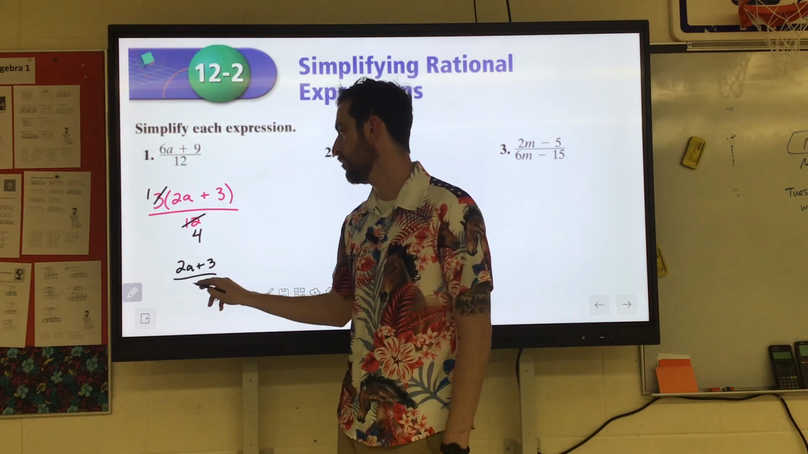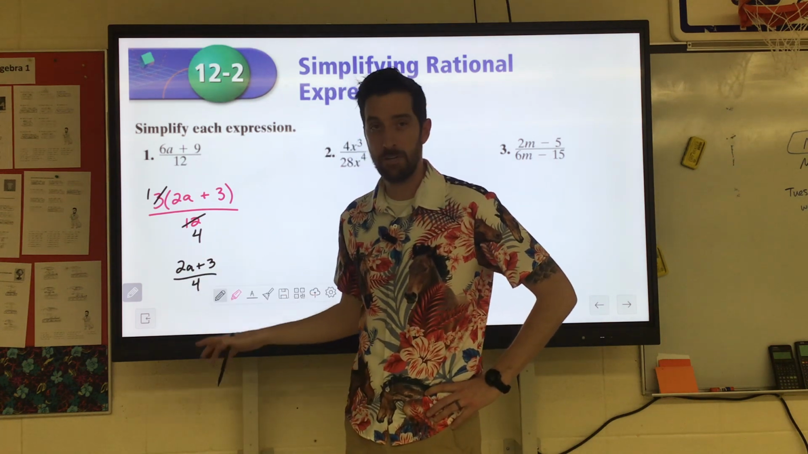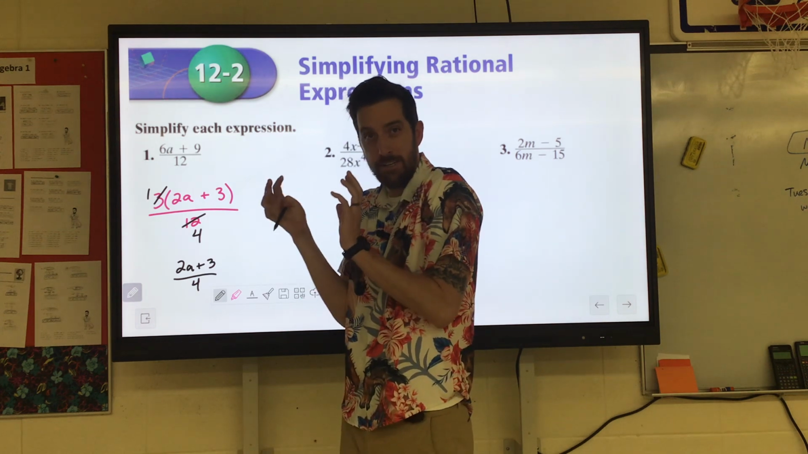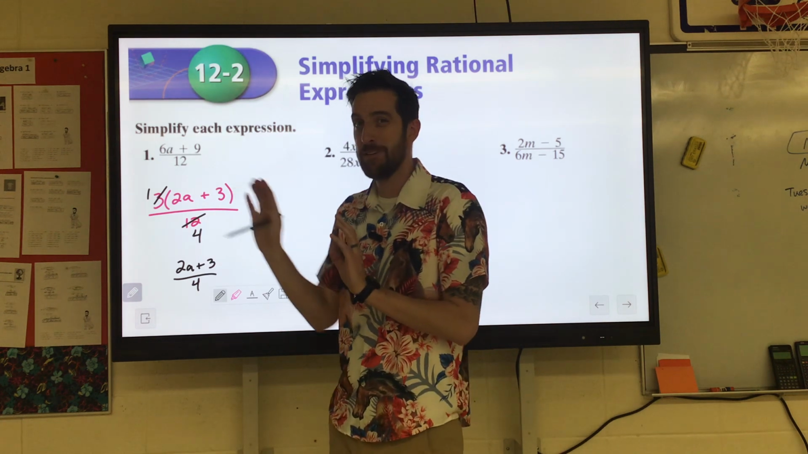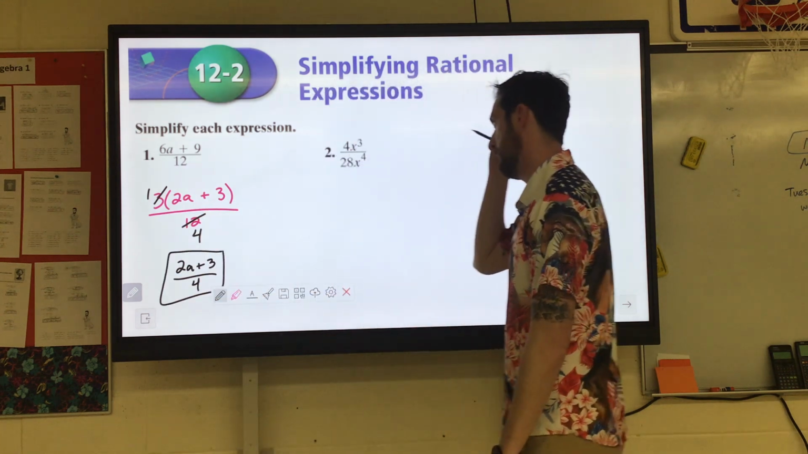Our denominator is 4. Don't forget, we can't simplify the 2a with the 4 because the 2a is grouped with the 3, with addition. Even if it was subtraction, it has to be a common factor on the outside to be able to simplify it.